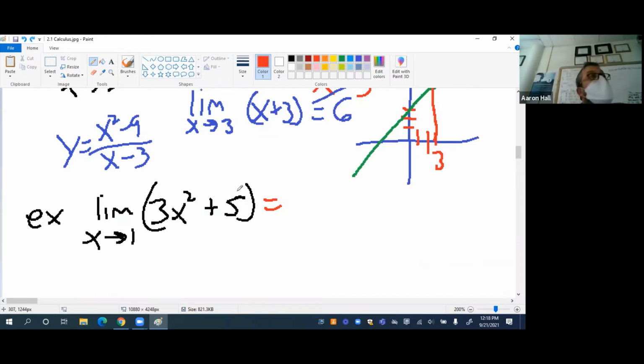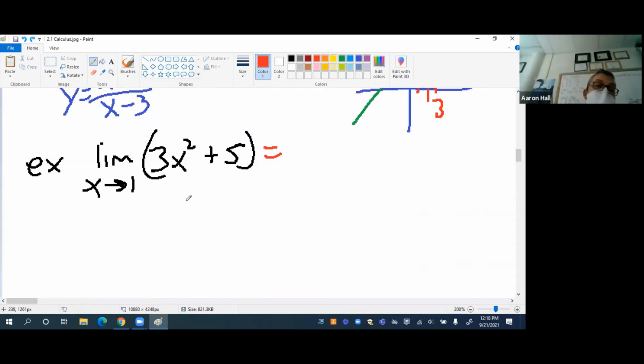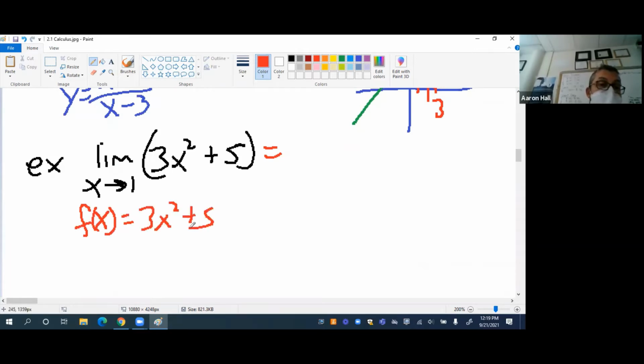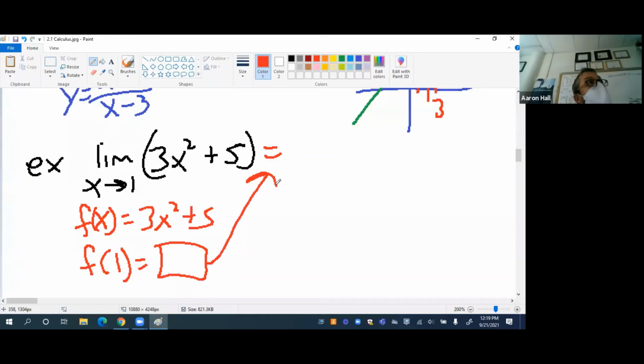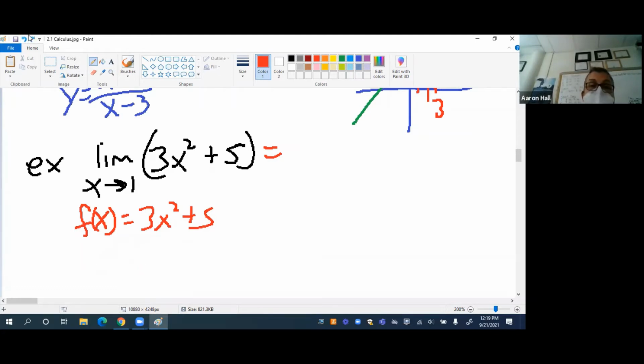No, it's not indeterminate. It turns out that this is the same. If I have some function f of x equals 3x squared plus 5, and I'm trying to find f of 1, then that's going to give me the same answer as this. But that only works if you have a case where there's no hole. Otherwise, this is not true. So I plug this in, and there's no violations of math, and I get 8.